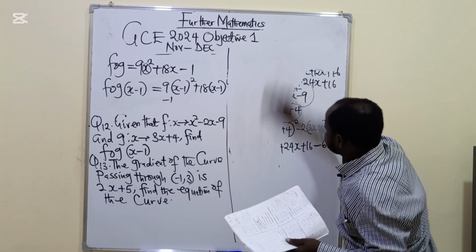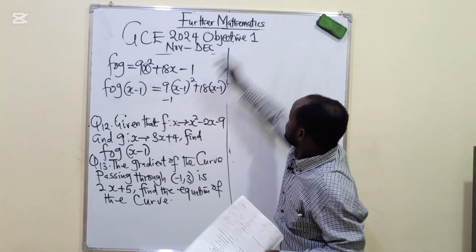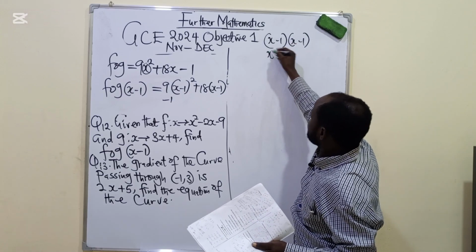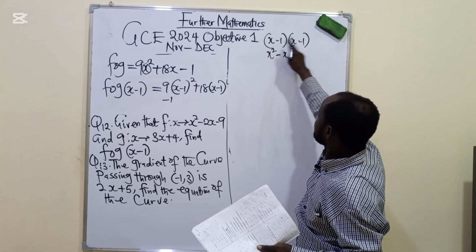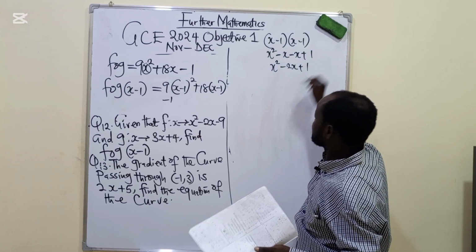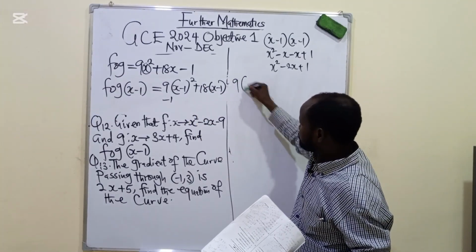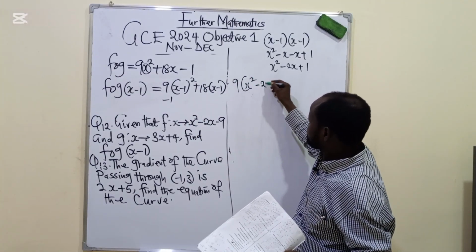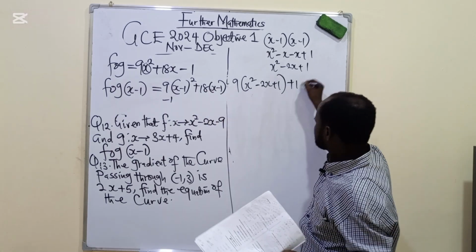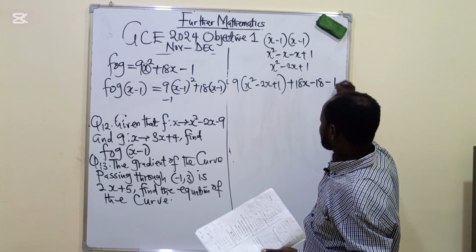Let's move here to achieve that. Let's expand this. We have x minus 1, then x minus 1. This is x squared minus x minus x, minus times minus is plus 1. That will be x squared minus 2x plus 1. So this will be the expansion of x minus 1 all squared. This will now be 9 into x squared minus 2x plus 1, then plus 18 times x, that's 18x. 18 times minus 1, that is minus 18, then minus 1.